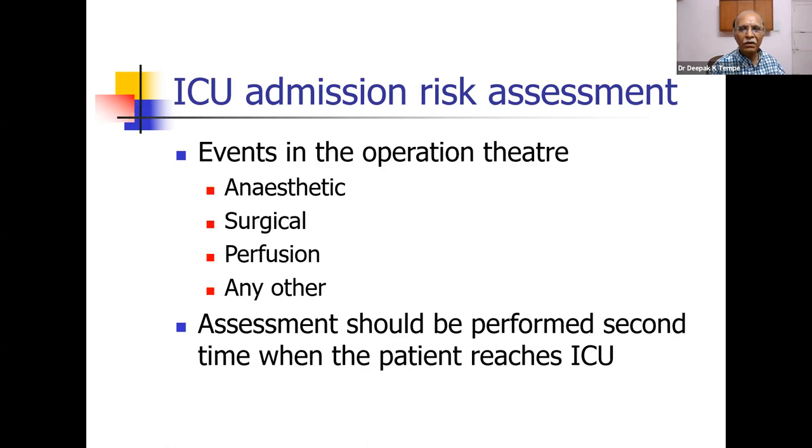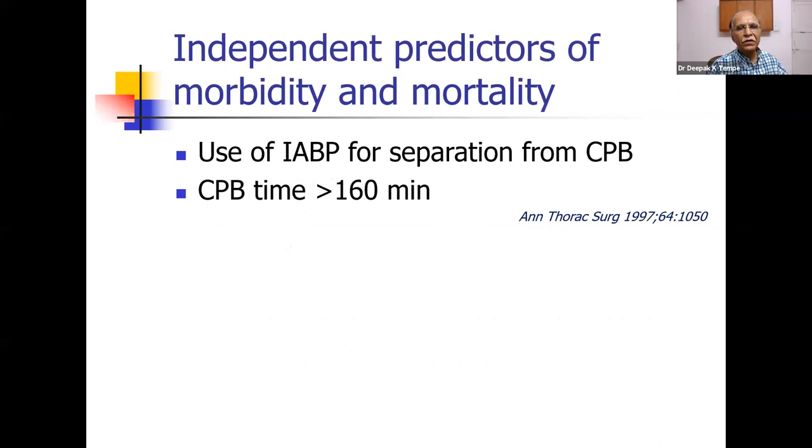These are the two independent predictors of morbidity and mortality, intraoperative predictors that have been defined by the Society of Thoracic Surgeons. Use of intra-aortic balloon pump for separation from CPB and CPB time more than 160 minutes has been identified as an independent predictor of morbidity and mortality.